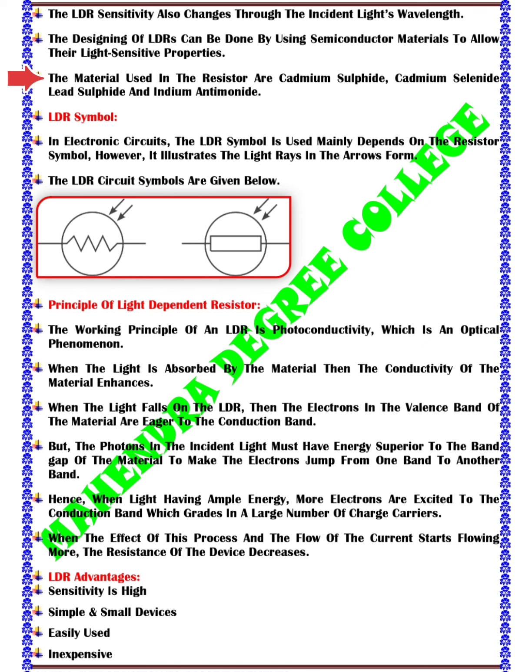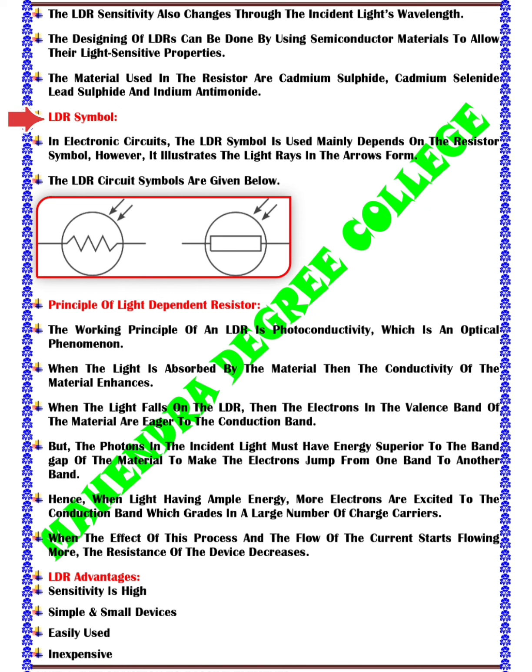Cadmium sulfide (CdS), lead sulfide (PbS), and indium antimonide (InSb) are indeed materials used in light-dependent resistors (LDRs) or photoresistors. Additionally, other semiconductor materials like silicon and germanium can be used in LDRs.